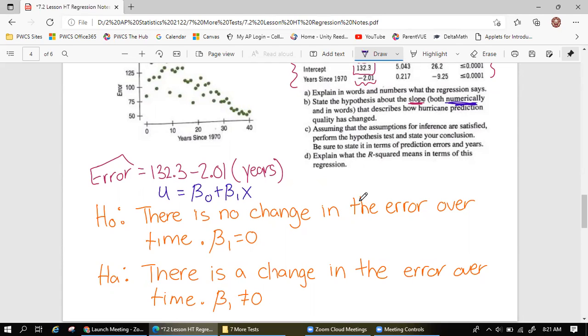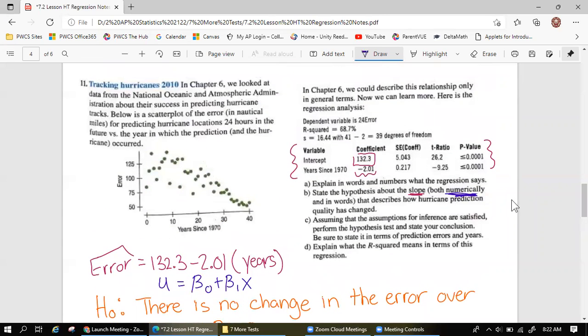So they're telling us we're assuming the assumptions for inference are satisfied. Our data is straight enough. It looks like maybe we got some points off the path there, but they're saying they're satisfied. We have a random sample or a representative sample. These predictions are independent. The spread in our residuals is fairly consistent. It does look a little bit larger over here, but they're saying it's okay.